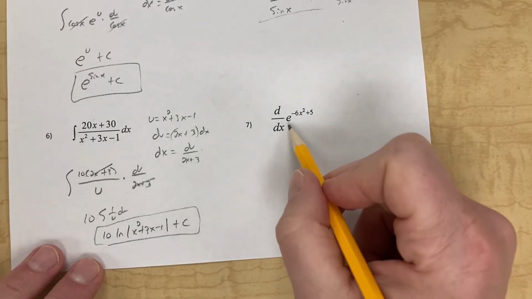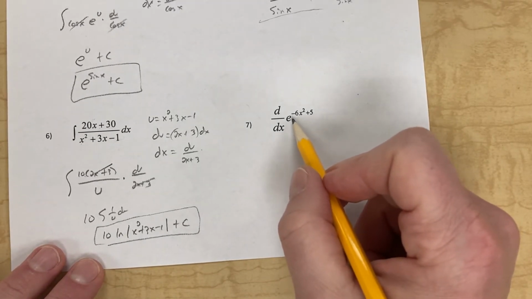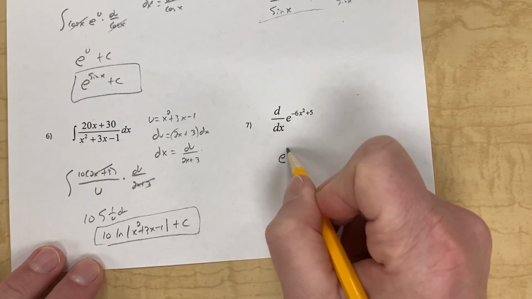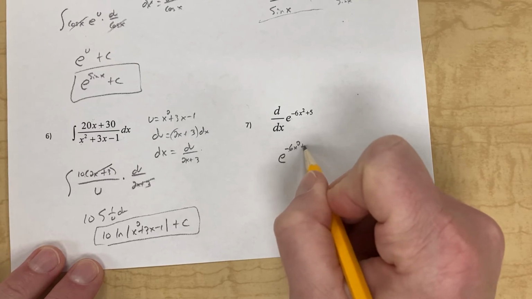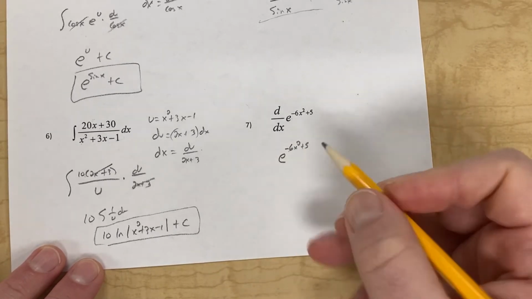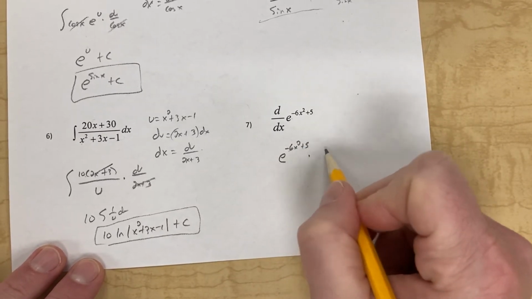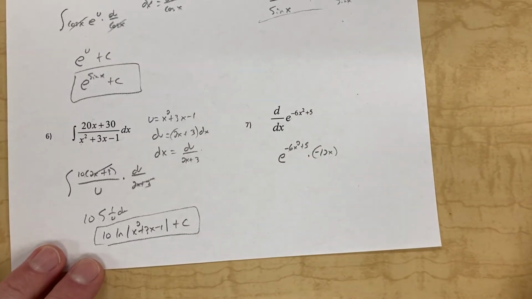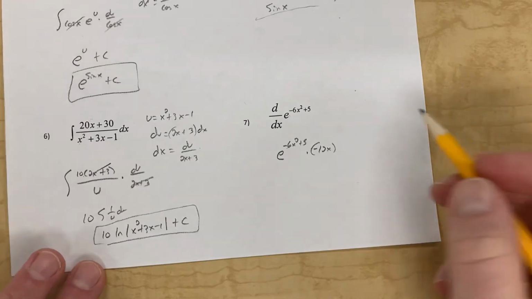Number 7 is looking for a derivative. When you take the derivative of e, it's its own derivative. That means that that part's just going to stay the same. Keep the inside function here the same. So it just repeats times the derivative of that, which is negative 12x. These e's are easy. We just got to remember how they kind of work there.